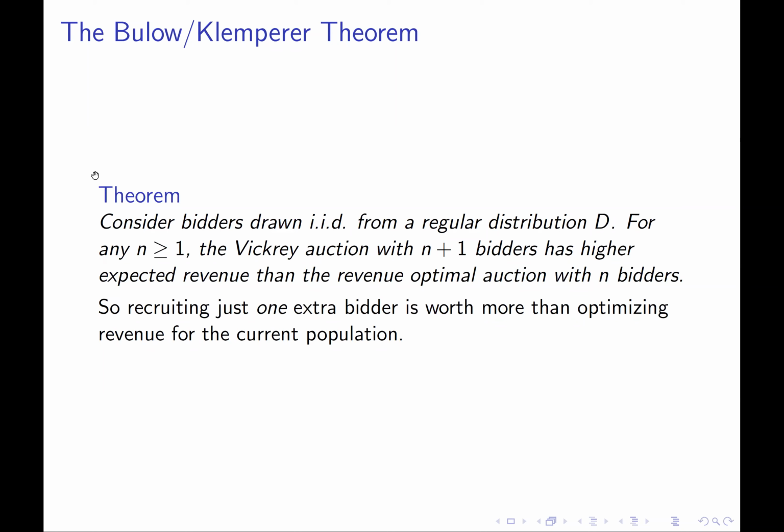And in fact, this is a good reason to maximize welfare, because if you're maximizing welfare, you're sort of acting in the interests of the bidders. And so perhaps that's a good way to try to recruit the one extra bidder by saying, hey, I'm going to run an auction that's not going to try to maximize my own revenue, but it's going to try to maximize your welfare.